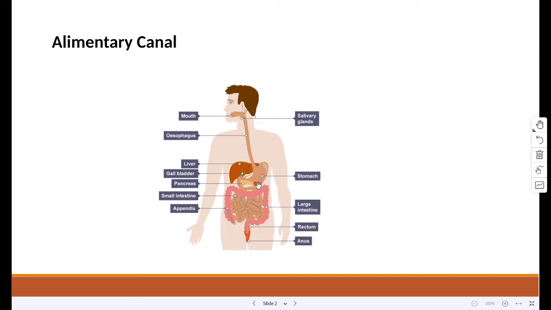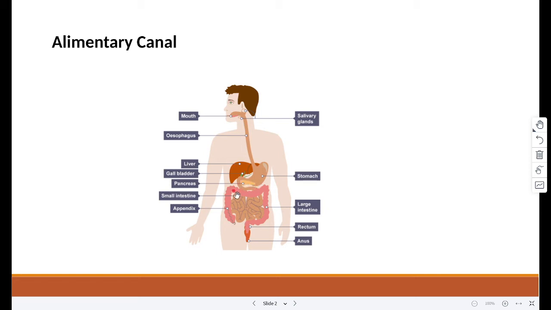Then we have the stomach. Now, food is mechanically digested by churning actions, while protease enzymes start to chemically digest proteins, and hydrochloric acid is present to kill the bacteria in the food.